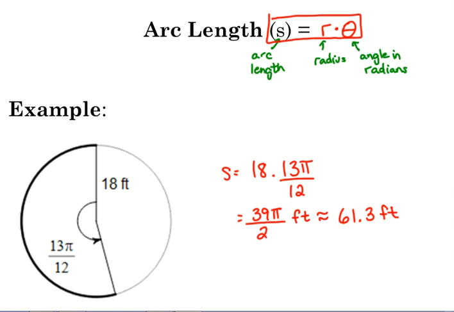Okay, so it's really, really easy. When your angle is in radians, you just take the radius and multiply by that angle in radians. If you want the exact answer, you multiply and divide everything but the pi, and then put the pi back in your answer. If you need a decimal, then you just multiply everything out, including the pi.